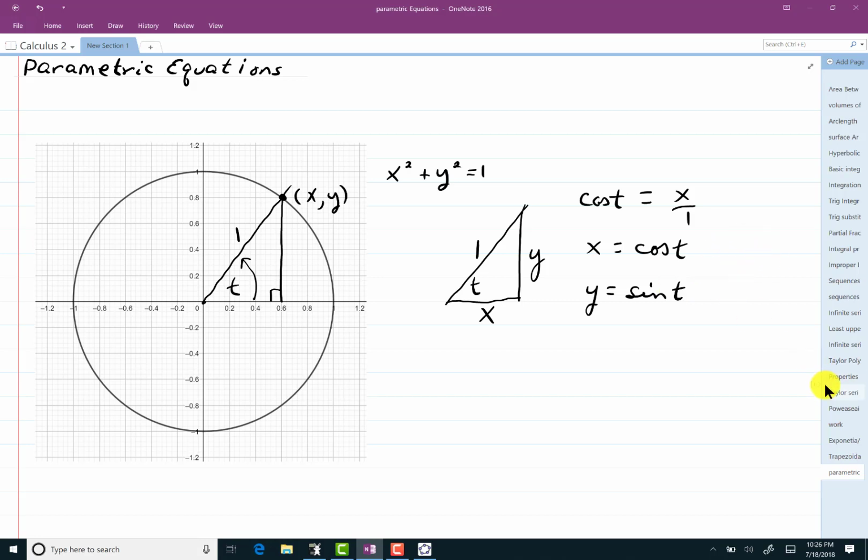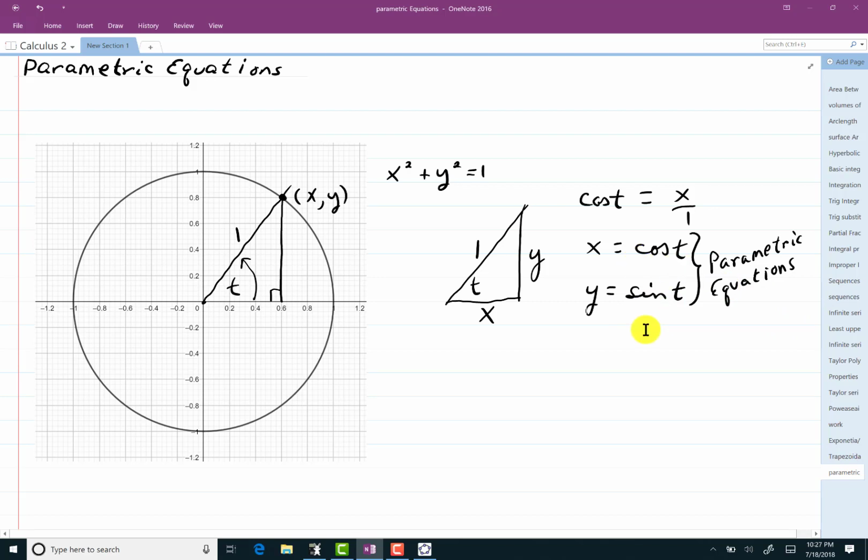So these right here are referred to as parametric equations. The reason why is because I've introduced a letter t called a parameter. This one letter t can control both x and y. It's very useful in a lot of contexts, and we're going to take a look at it right now.